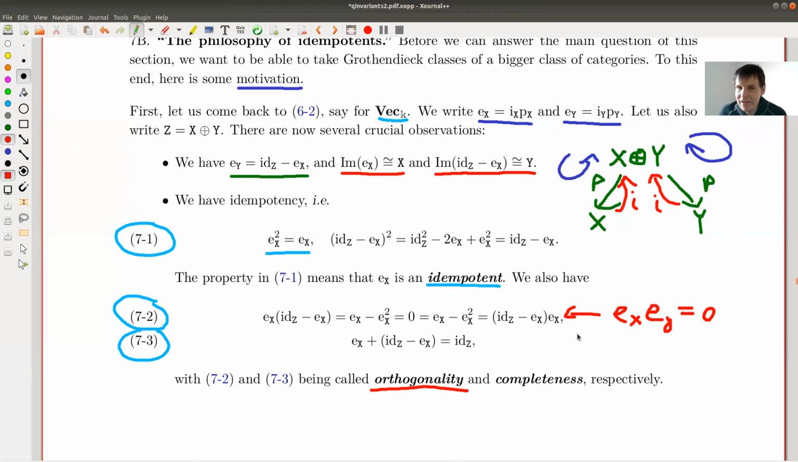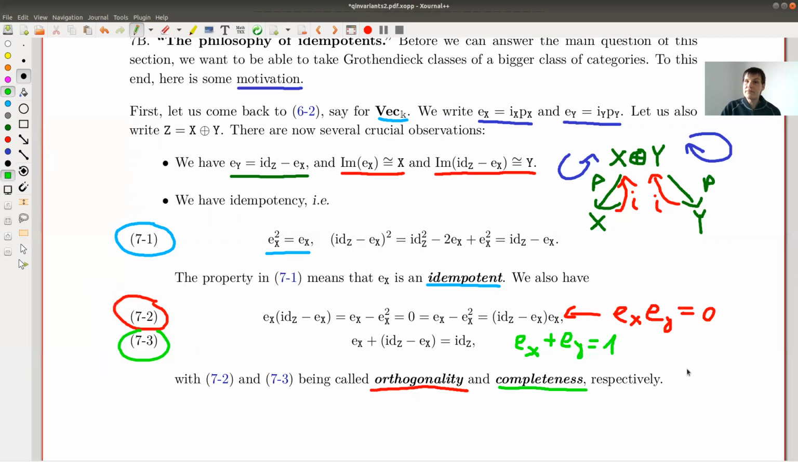And it's a really easy calculation. You just do it. I mean, it's one line. It's trivial algebra. Okay, and then there's another one, which I put in green. It's called completeness. So let me just also order those. So this here is red, and this here is green. And completeness is just saying that ex plus ey is the identity.